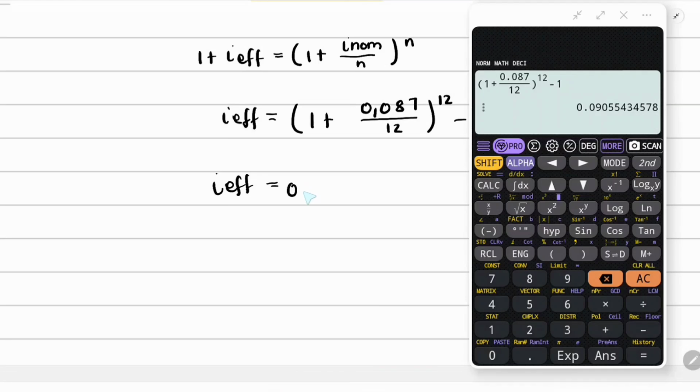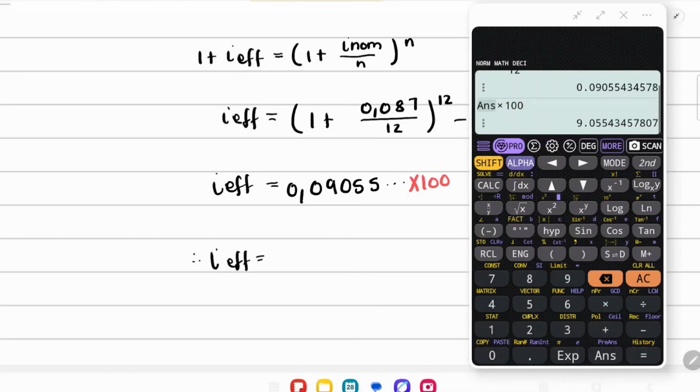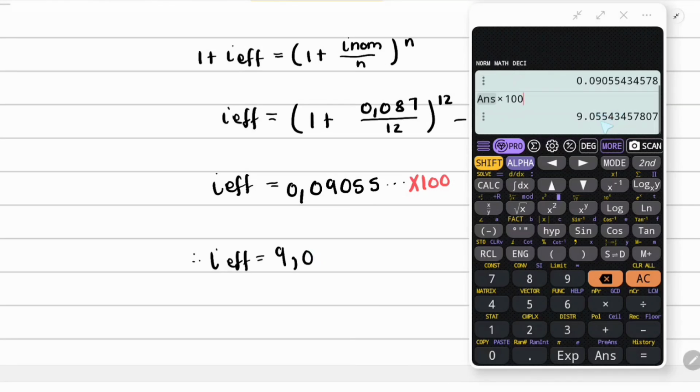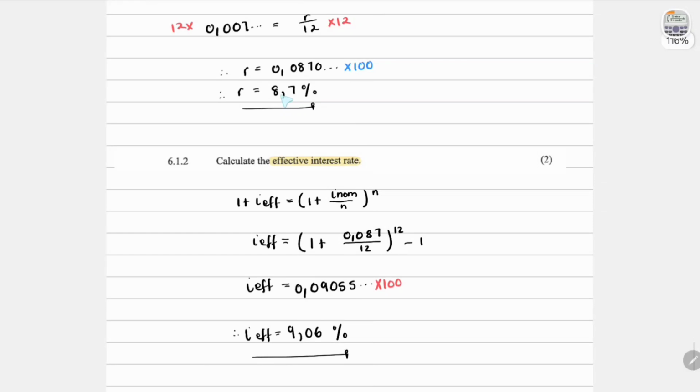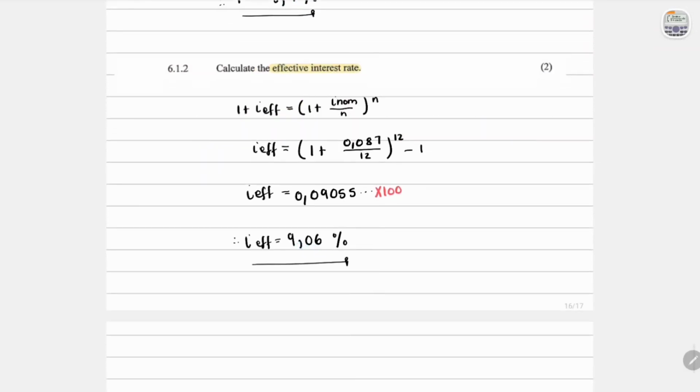And this is our answer. It is 0.09055, right? And then we will multiply this by 100 so that we can get the actual rate. So i effective is equal to, and take that and multiply by 100. So that is 9.0, and you see the second 5 will round up, adding a 1 to that 5. So 9.06%. And that is our answer. So yes, they quoted 8.7% per month, but in a year, this is actually 9.06%. Okay, moving on to the next question.